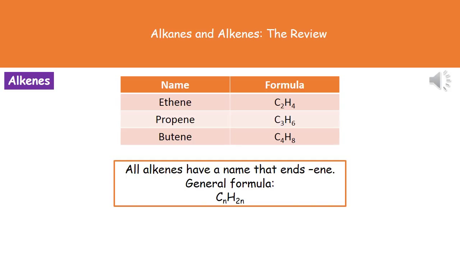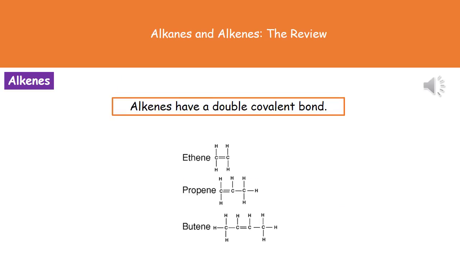The second type of hydrocarbon we're going to look at are the alkenes. Now all of the alkenes have a name that ends in ENE, and again the first part tells us how many carbon atoms there are. So ethene has 2 carbon atoms and it's an alkene. The general formula for our alkenes is CnH2n. So just substitute in the number where the n is. So if we had a 3 carbon alkene, then it would be C3H, 2 times 3, so 6. So C3H6.